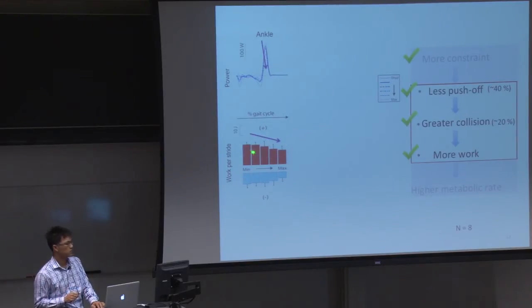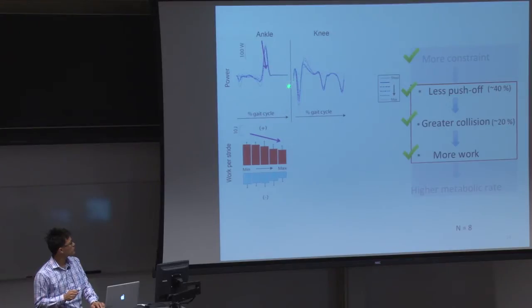The red bars are positive joint work, and the blue bars are negative joint work. We found that when we have more constraint, our positive ankle joint work decreased, which corresponds to the decrease of the push-off. And then we can look at the knee joint.